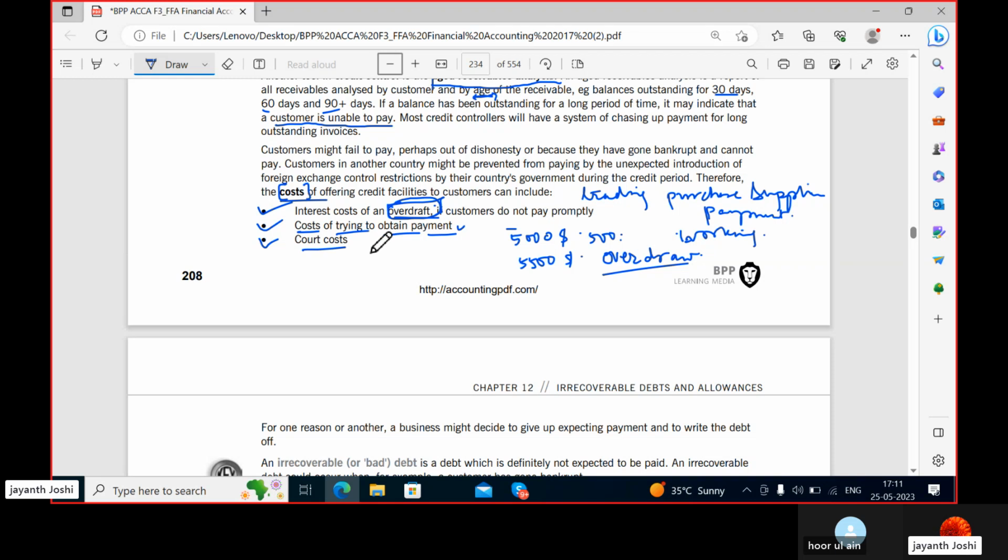And the third thing is court cost. Ultimately, when the customer is not paying, we have only one option left: we have to approach the court. We have to file a case against that particular customer. So that is the court cost involved.